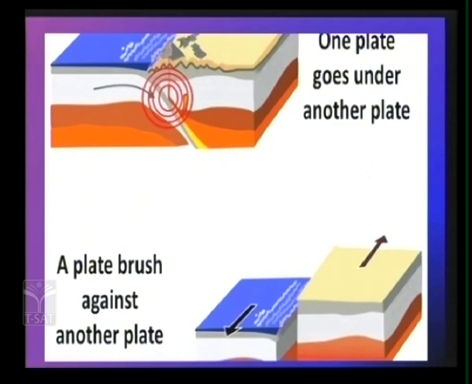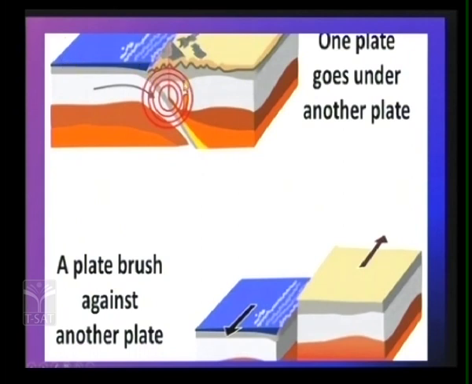Now you can see these are the different layers present in the earth's crust. One plate can go above another plate, or one plate can brush against another plate like this. And because of this, the topmost layer of the earth's crust can tremble or shiver, causing an earthquake. I hope you understood what an earthquake is now, children.